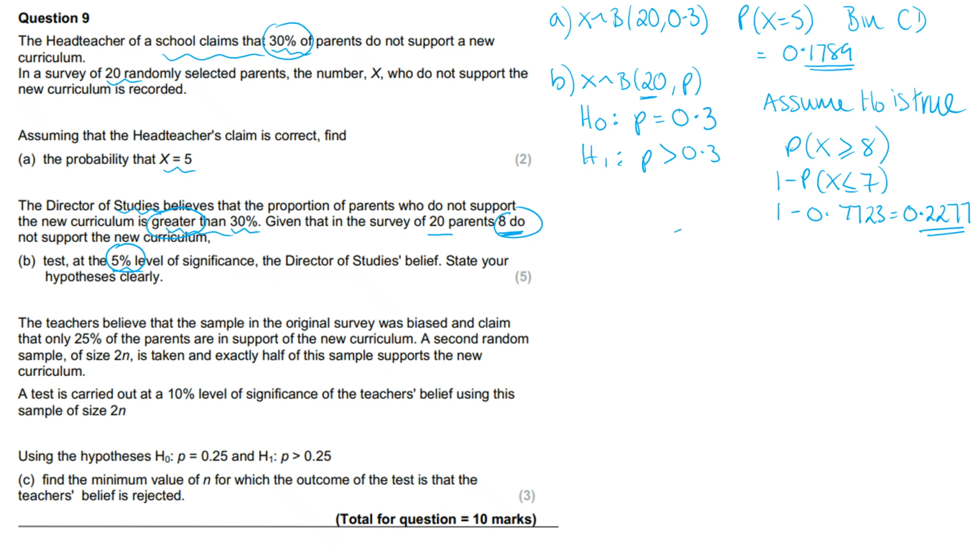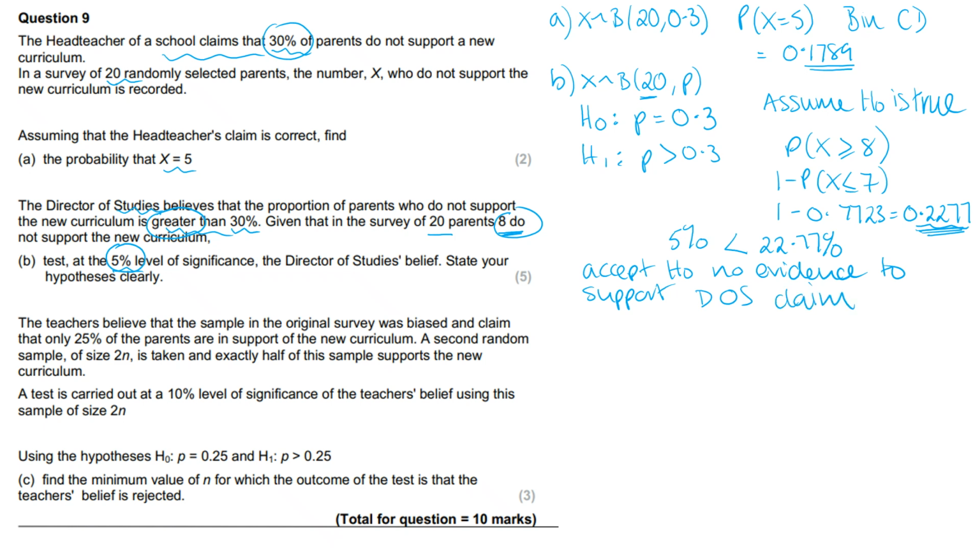Now you compare that amount with the level of significance. So we're comparing 5% which is going to be less than the 22.77%, putting that decimal as a percentage so we can compare. So we were expecting 6, we got 8, which is not far away from that 6. And the probability, given that we're expecting 6 and getting 8, is still fairly high and higher than the significance level. So that's saying that we are going to accept H0, and there is no evidence to support the Director of Studies' claim, because he thought it was greater than 30%, but there's no evidence to support that.